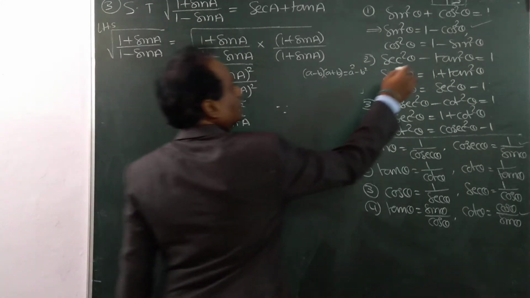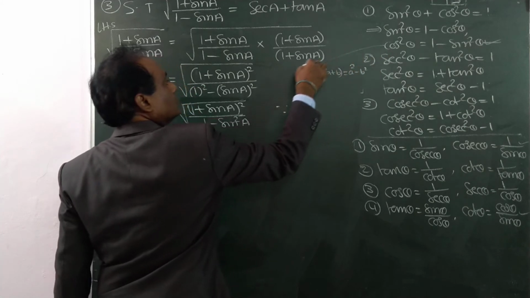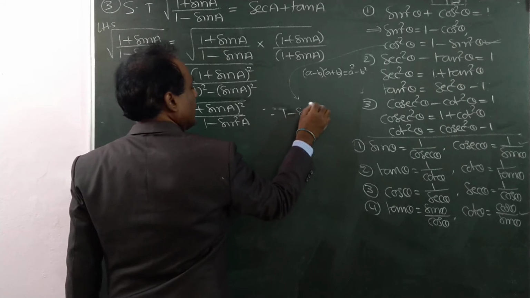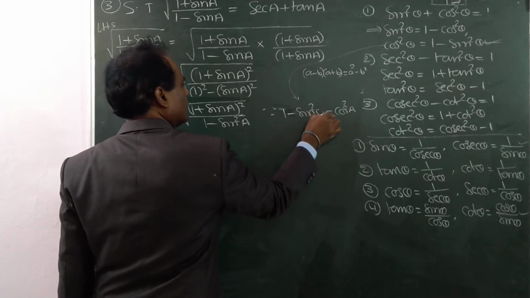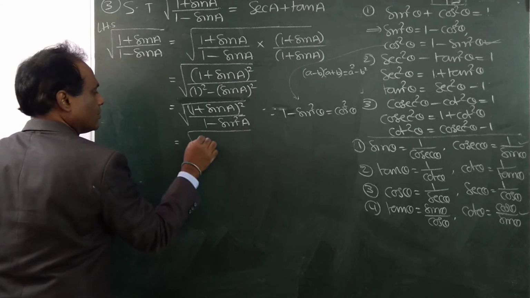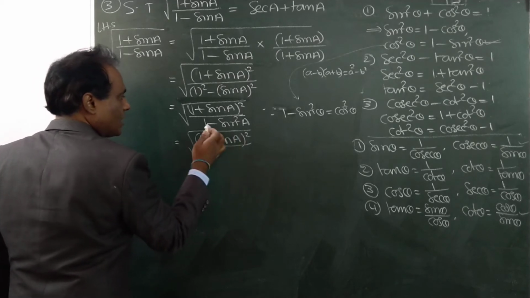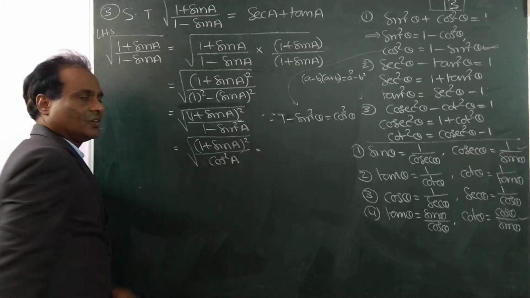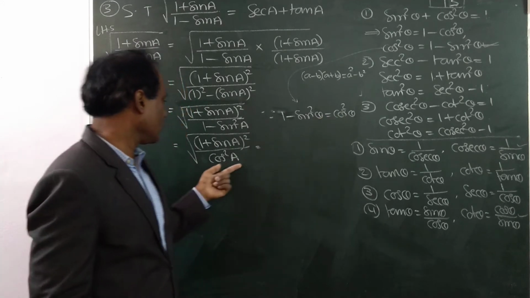See the formula. What is the formula? 1 minus sin square A is equal to cos square A. For any angle theta, 1 minus sin square theta is cos square theta. So the numerator is the same, and the denominator 1 minus sin square is cos square.